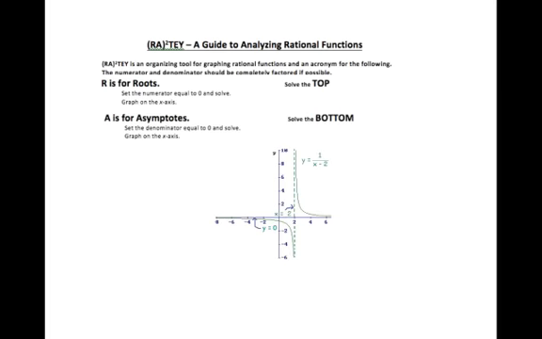A is for asymptotes, and in particular here we mean vertical asymptotes. You're going to set the denominator equal to 0 and solve. In other words, you're going to solve the bottom. So we solve the top, then we solve the bottom. We're going to graph those on the x-axis. They run parallel to the y-axis. You find the value for x on the x-axis, and you dot in or dash in a vertical line through that point.